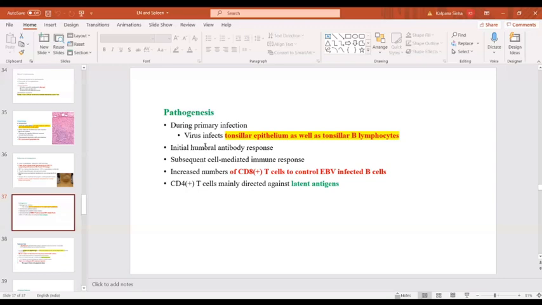So the pathogenesis: the Epstein-Barr virus infects the tonsillar epithelium, and so tonsillar B lymphocytes are involved. First there is a humoral antibody response, then there is a T cell mediated immune response, where CD8 T cells control the Epstein-Barr virus infection.